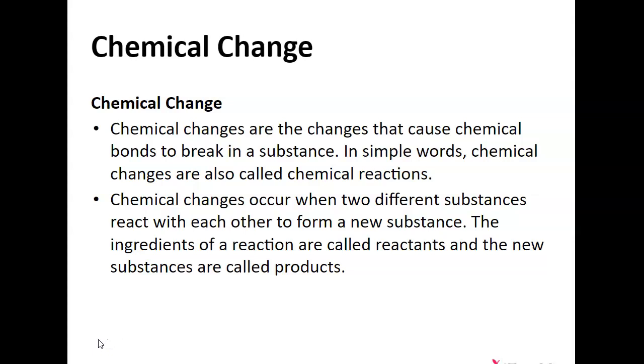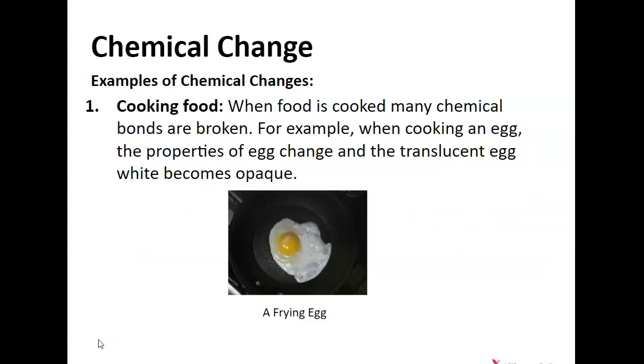The ingredients of a reaction we're going to call the reactants. So that's what you're going to start with. And then the new substances that are formed are called the products. So again, we have a chemical reaction. And we have the reactants is what we begin with, and the products are what we end with.